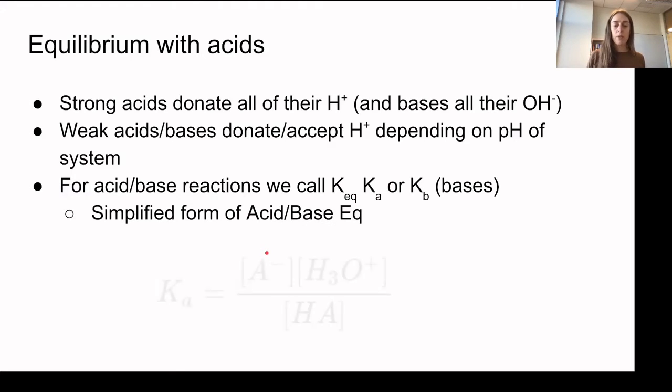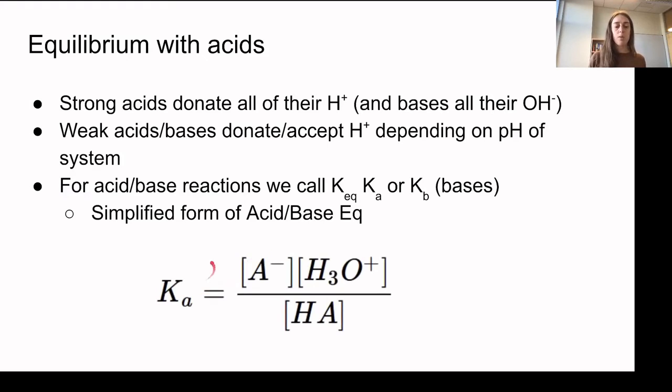In the simplified form of the acid-base equation, we have Ka, our equilibrium constant for our acid, and that is the concentration of the conjugate base times the concentration of the hydronium ions. These are the products that we're going to get out of our reaction, all over the concentration of whatever acid we put into solution.